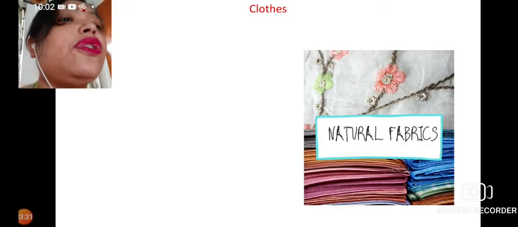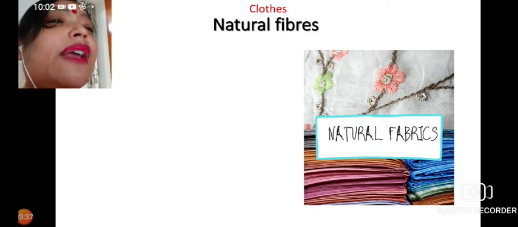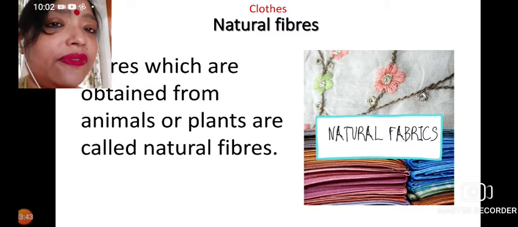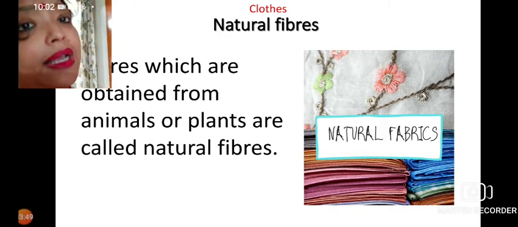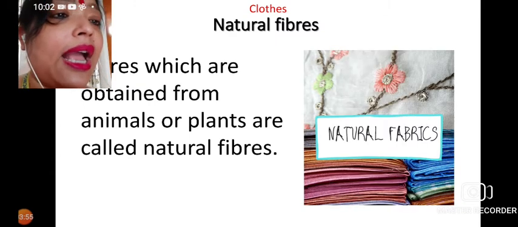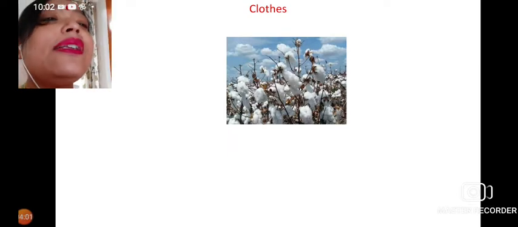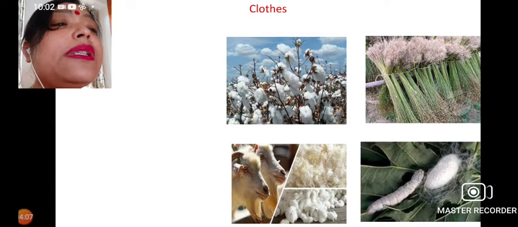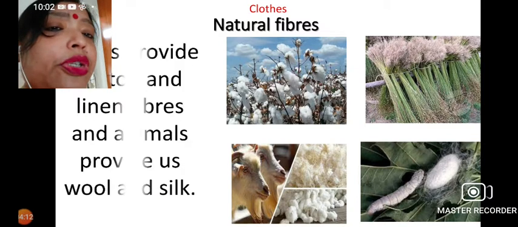Here you can see the picture of the natural fabrics, which are produced from the natural fibers. Natural fiber is the fiber which is obtained from the animals and the plants. Here you can see cotton, here you can see jute. These are all examples of the natural fiber. Or here you can see the picture of the silkworm, which produces the silk.